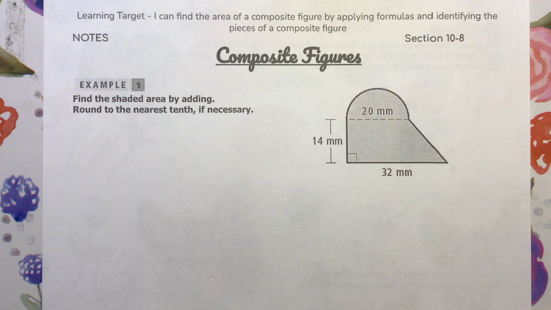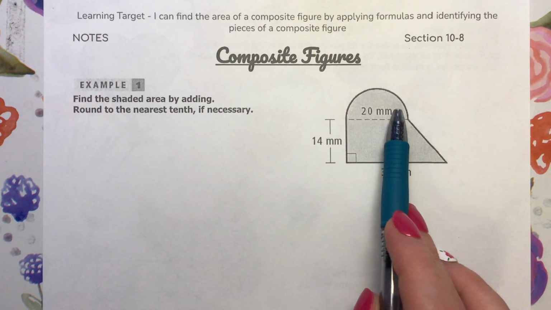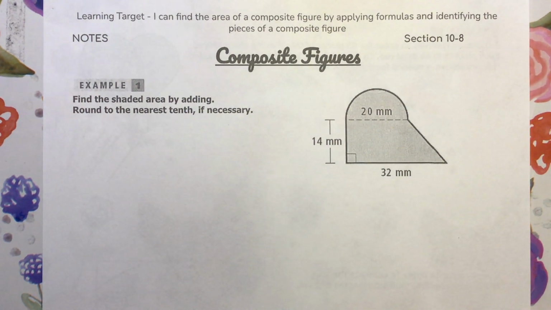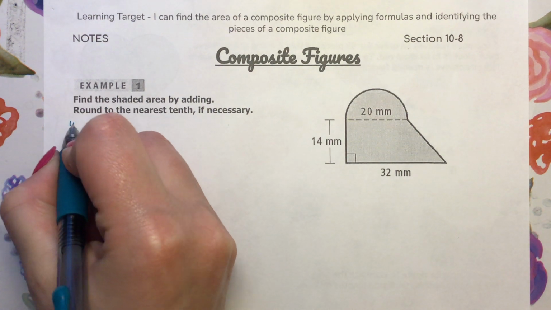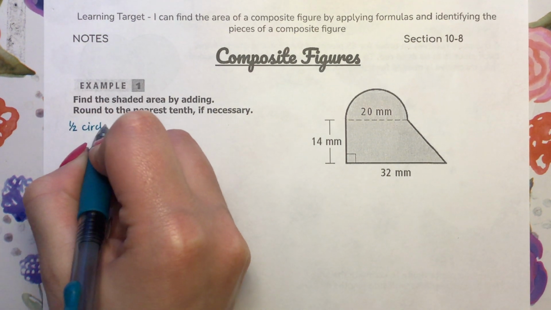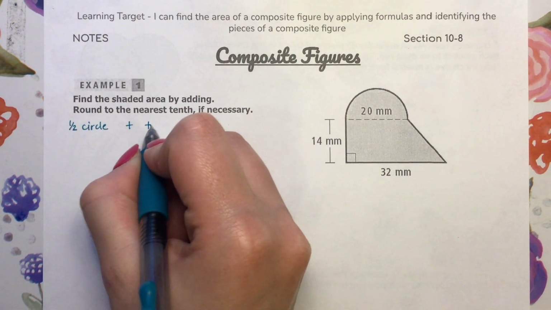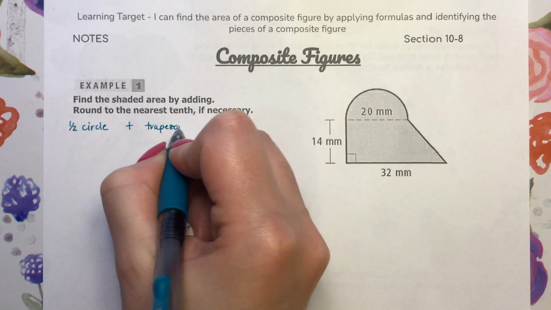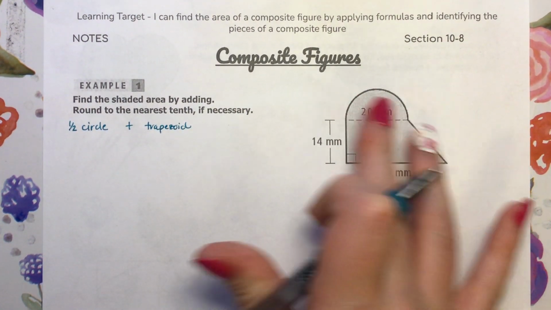So we're going to have to break it up into its subparts and then either add or subtract in order to find the total. So in example 1, it says find the shaded area by adding, round to the nearest tenth if necessary. So first of all, let's look at the two parts of this that we have. We have a half circle and then we have a trapezoid. So I'm going to write half circle plus trapezoid. That's what we're going to need to do to figure out the whole area.